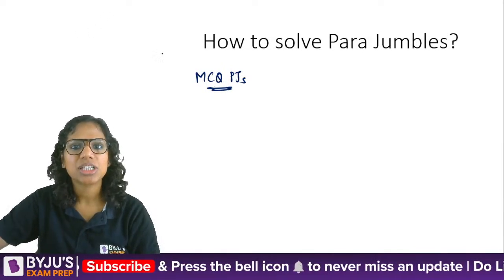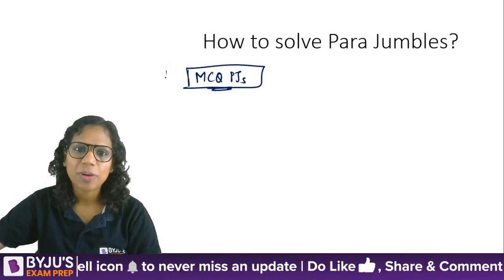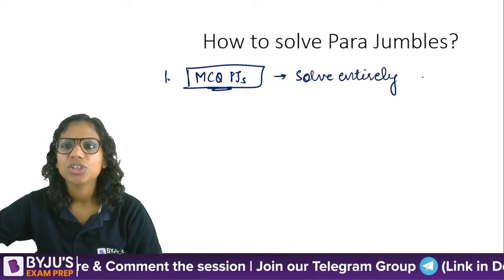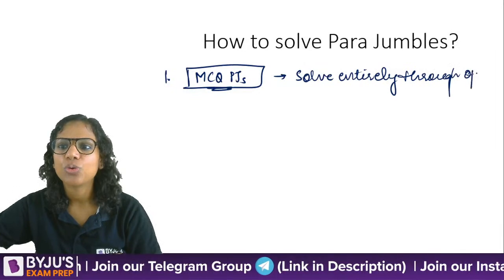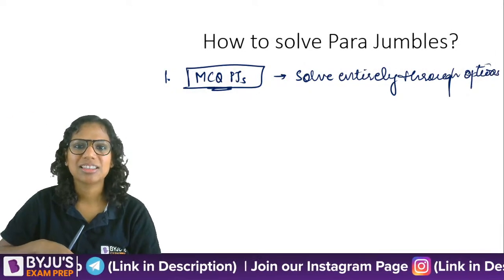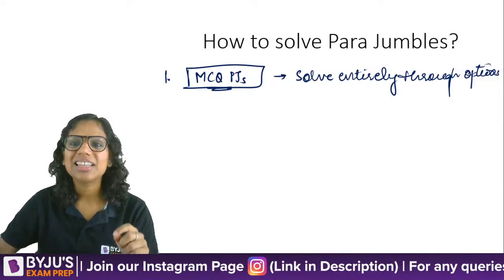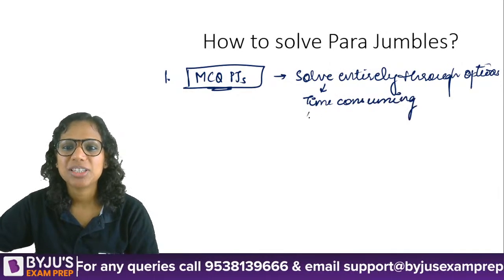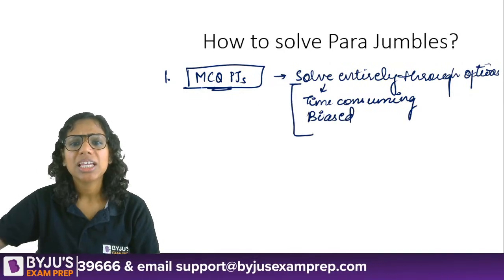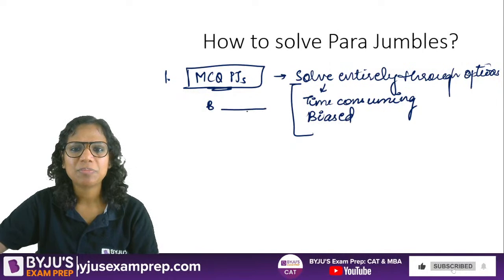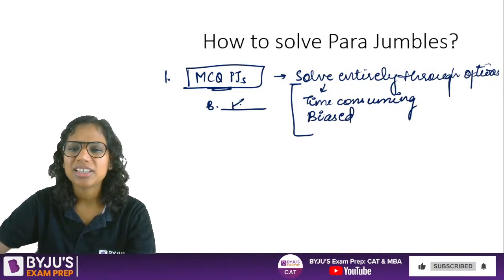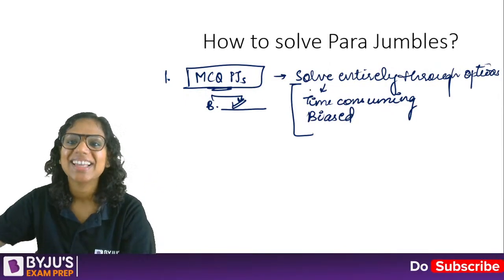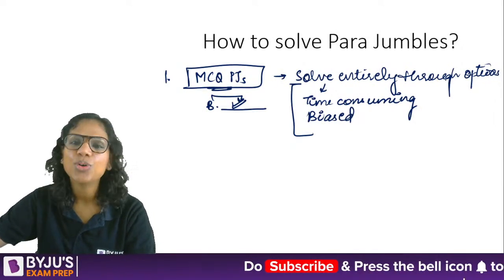Some common mistakes that I've seen students making when it comes to MCQ parajumbles is they solve entirely through options. That is not a good strategy. Just because you've been given options, that does not mean that, okay, you'll first read A, then read your sentences in that order, then B, repeat the exercise. That is very time consuming and it makes you biased. Okay, it makes you biased because sometimes it happens that I read option B, then I read my paragraph in that order, and I felt, oh yes, this makes sense. So after reading the options, things start making sense even when they might not actually make sense. So do not solve entirely through options.